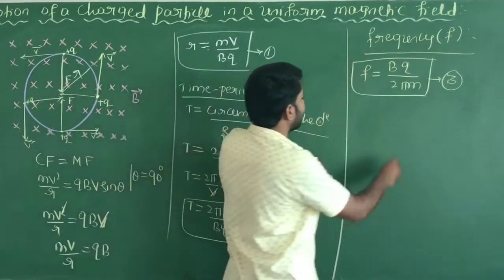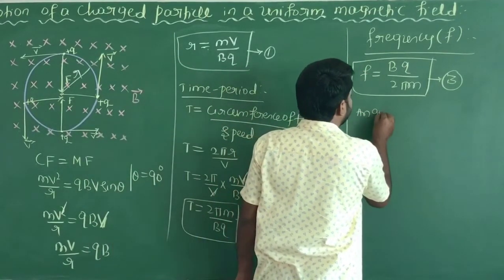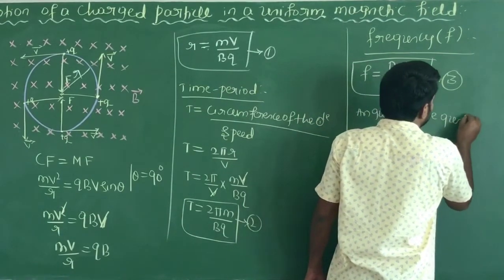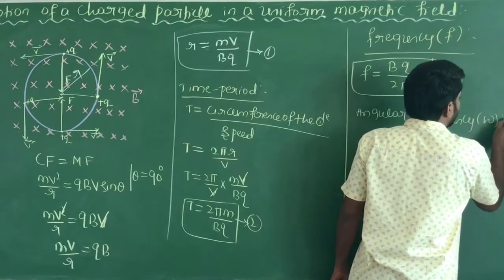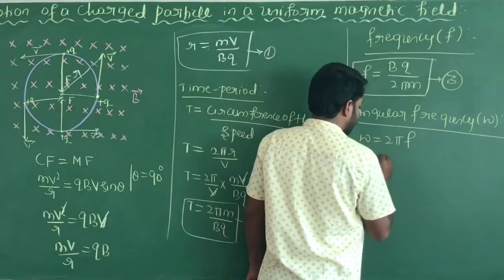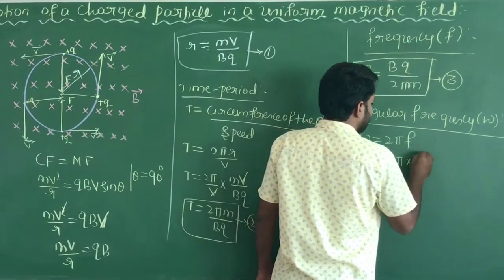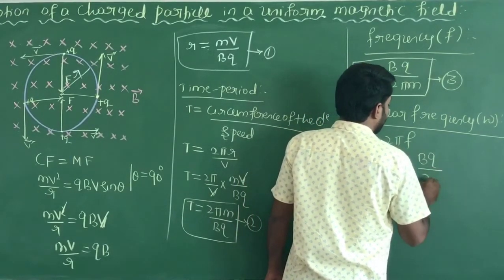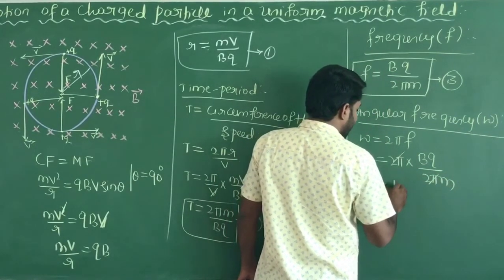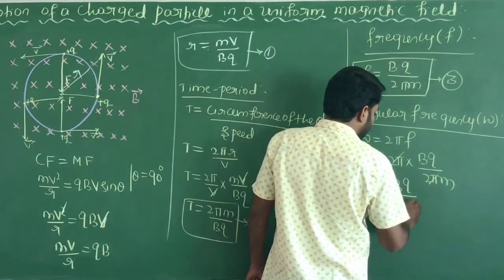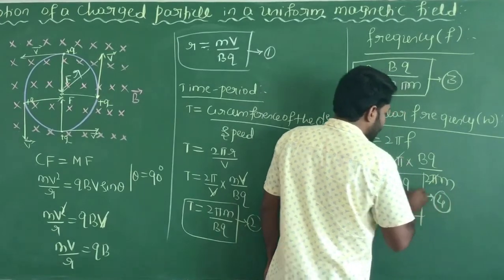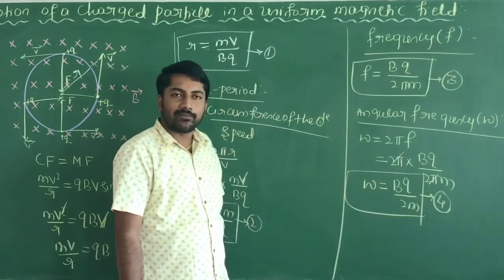Using the frequency equation, you can calculate the angular frequency of the charged particle. Angular frequency is mathematically denoted by the symbol omega. Here omega is equal to 2 pi into f. Then 2 pi into f is equal to Bq divided by 2 pi m. The 2 pi gets cancelled. Here omega is equal to Bq divided by m. This is equation number 4, which is the expression for angular frequency.